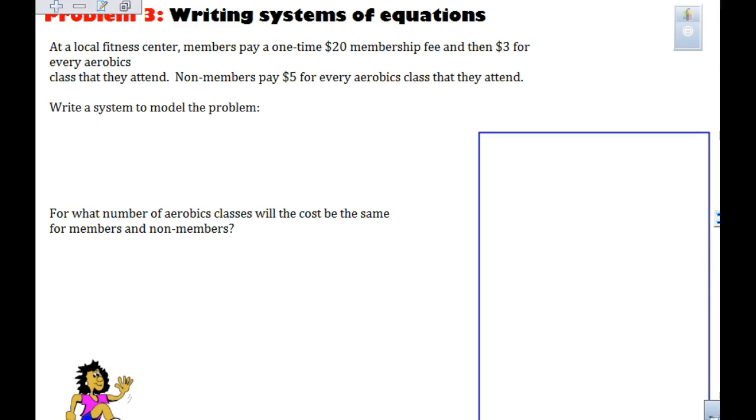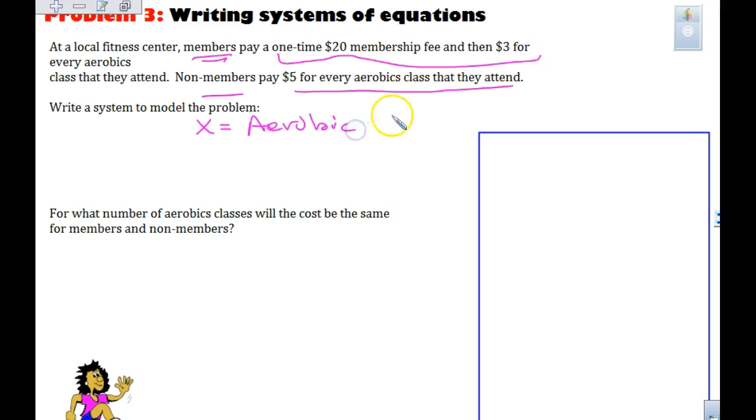Please read this problem 3. At a local fitness center, members pay a one-time $45 membership fee and $3 for every aerobics class that they attend. Non-members pay $5 for every aerobics class that they attend. So we want to write a system, and again, this one is telling us a fee per class. I'm going to say that x is equal to my aerobics classes. So please write x equals aerobics classes, and y is going to equal the cost, how much money.